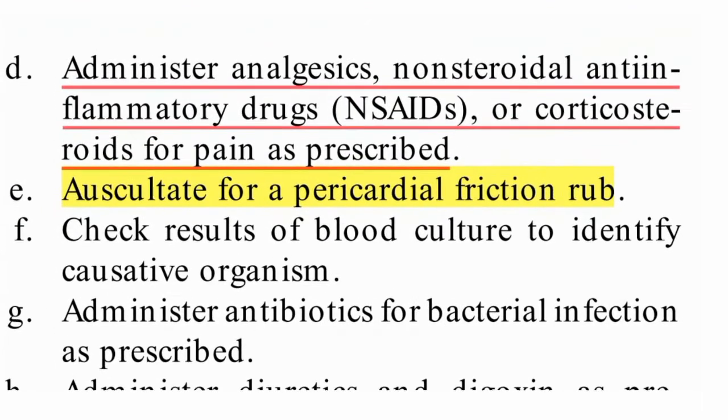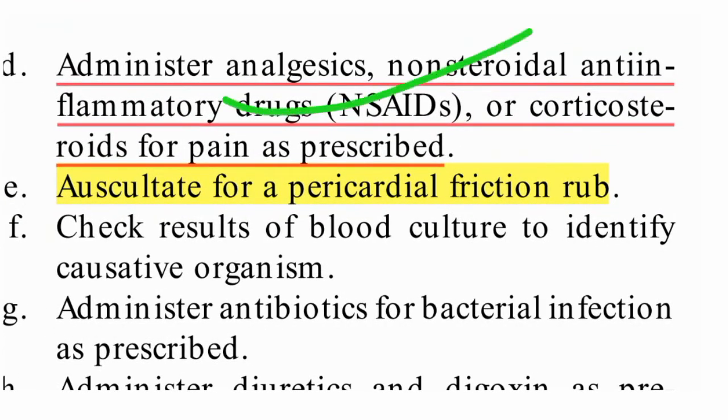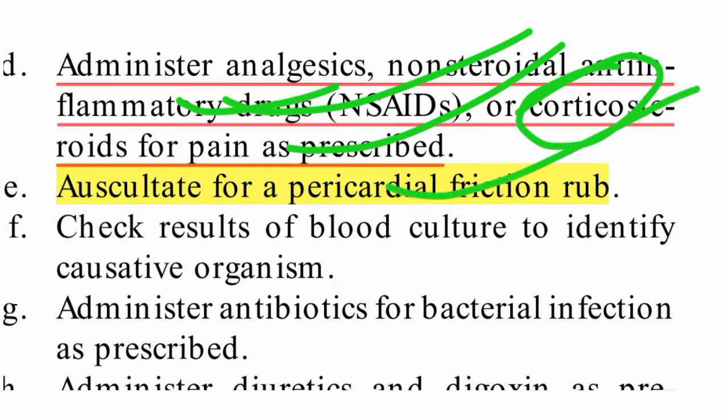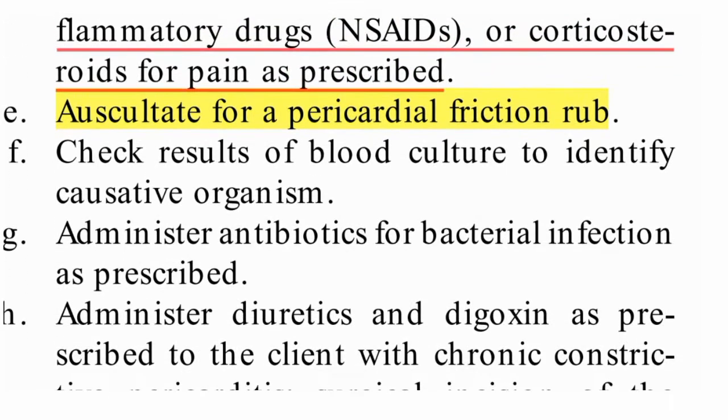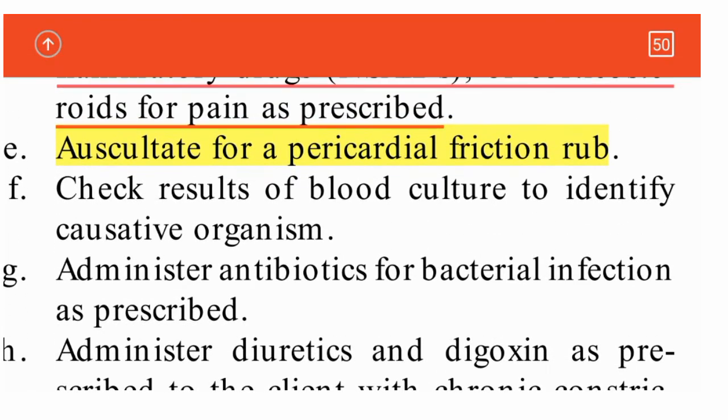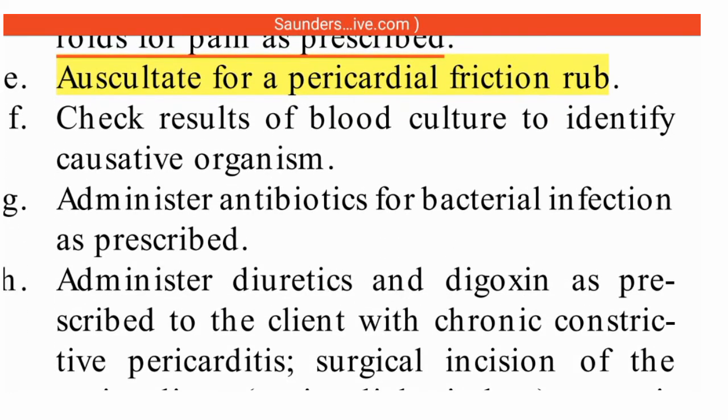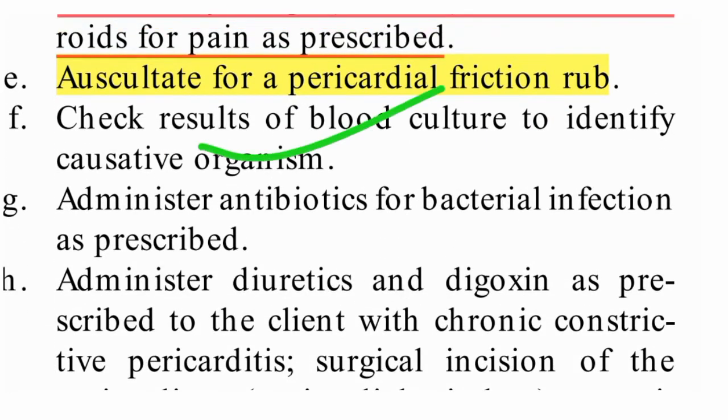Administer analgesics. For pain we need to administer NSAIDs and corticosteroids. Okay, the HCP will prescribe, so corticosteroids or NSAIDs we can give. Auscultate for pericardial friction rubs; we will hear this sound, which will be a high pitched sound. Okay, check the results of blood culture. We can check the blood culture result to identify the causative organism, why this inflammation is occurring and which organism is responsible for this. We can check it in the laboratory results.